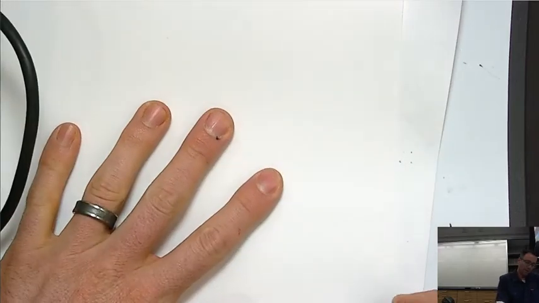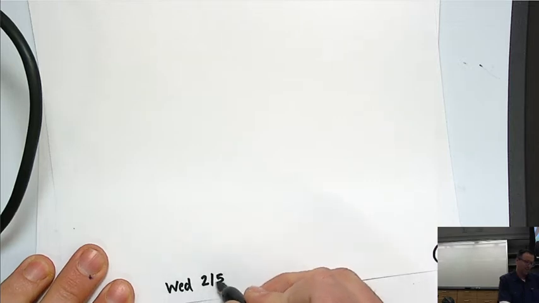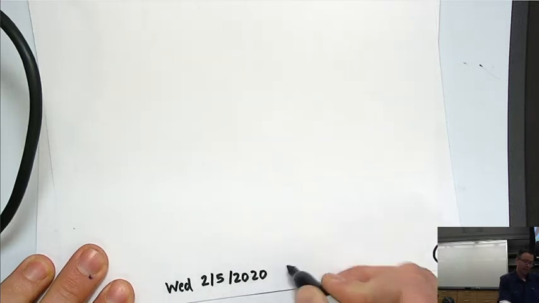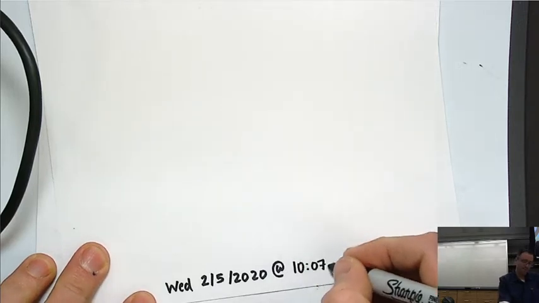Another way to ask that question, let's call this page 2. What's the day today? Wednesday the 5th, my God. Too fast, right? So this is going to be 10:07 a.m.